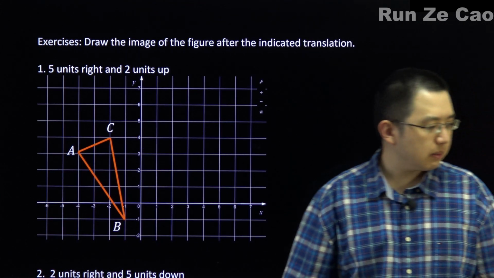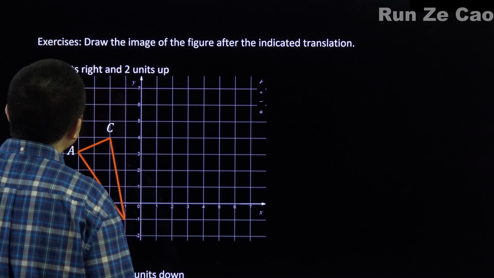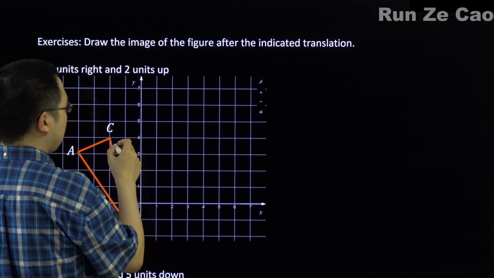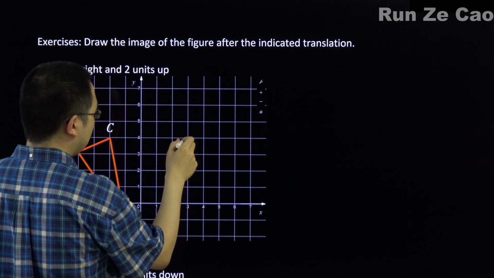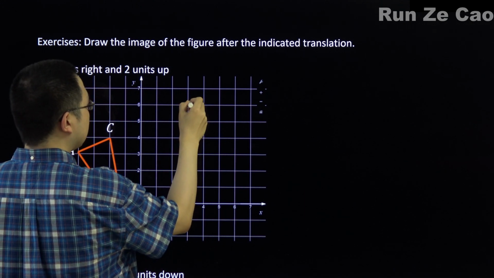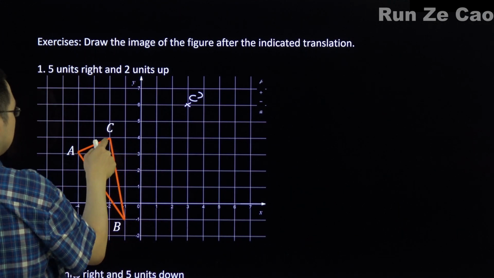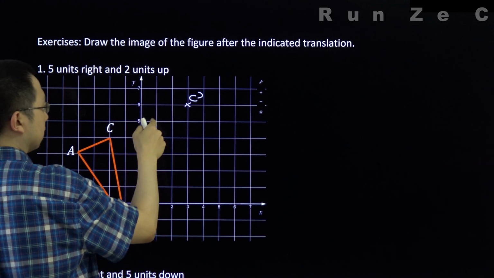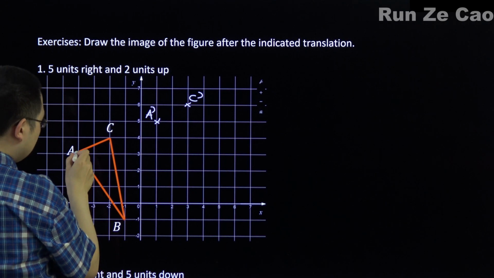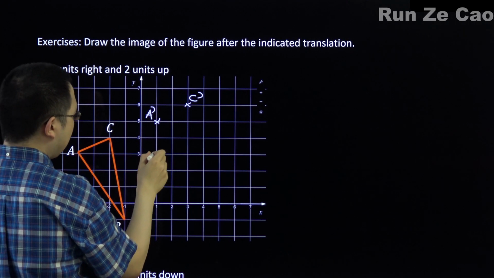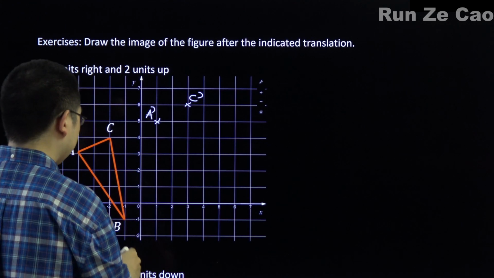Exercises. Draw the image of the figure after the indicated translation. 5 units right and 2 units up. 1, 2, 3, 4, 5 to the right and 2 units up. That means C prime must be over here. And we know that A is 2 grids over and 1 grid down, so A prime is over here. And to check, we can go 1, 2, 3, 4, 5, and then 2 up. Okay, we did it correctly.